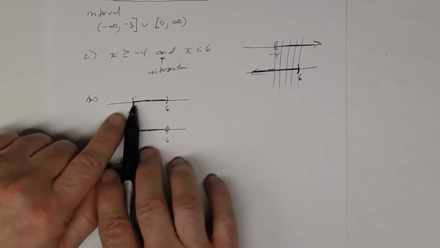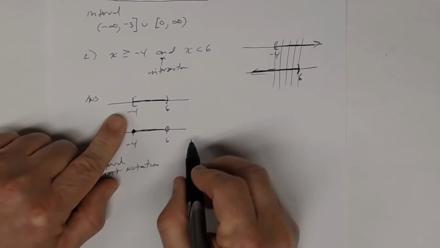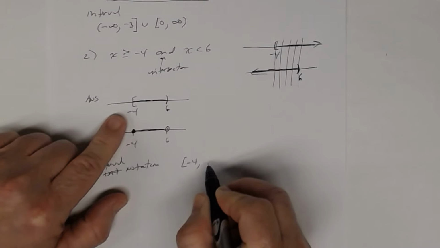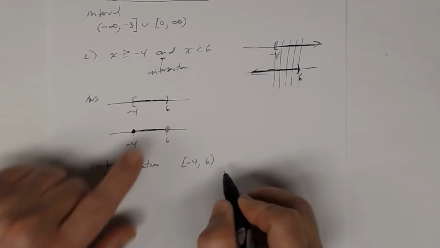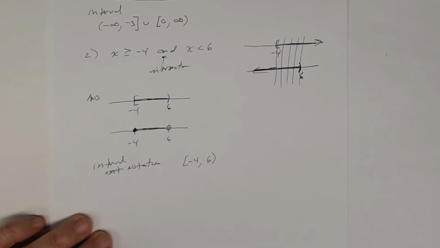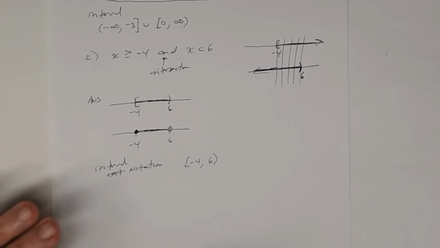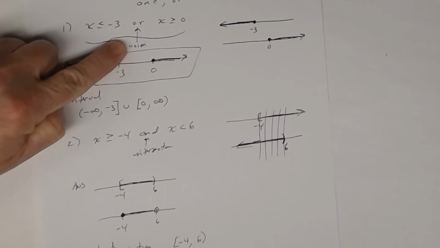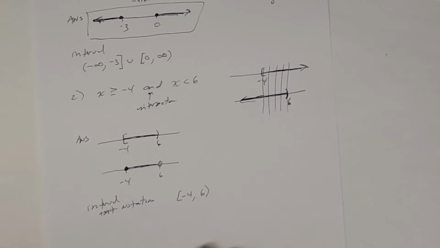So -4 with a bracket because of the equal sign. So -4 bracket, comma, all the way to 6 with parentheses. And there's your answer. All right, so that's number 2. So it's not difficult, right? So or means union, and and means intersection.